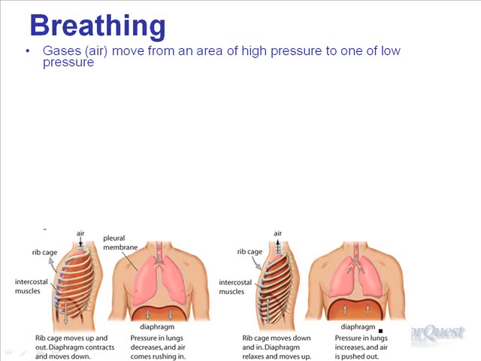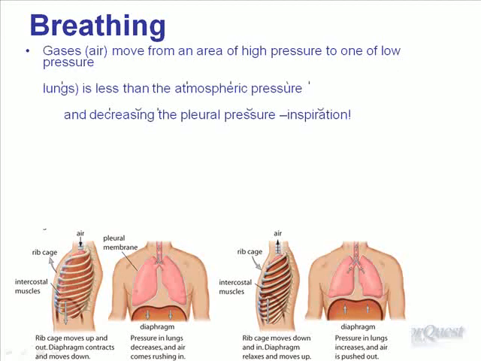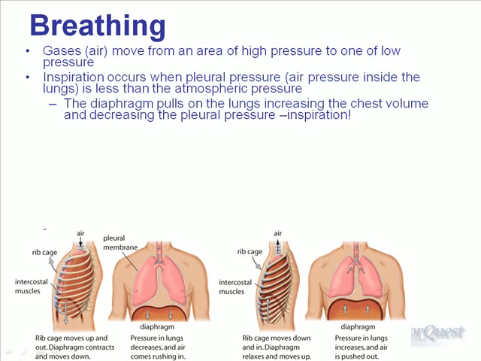The diaphragm is a large elastic muscle, and when you flex your diaphragm, it pulls down, increasing the space inside of your chest. And so what that does is gases move from an area of high pressure to one of low pressure. Inspiration occurs when the pleural pressure, or the pressure inside of your lungs, is less than the atmospheric pressure.